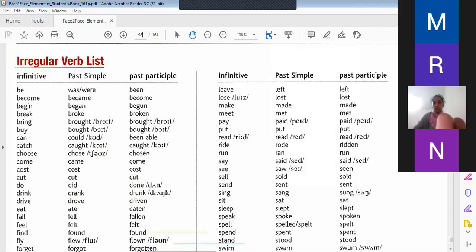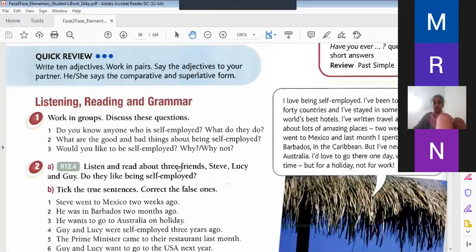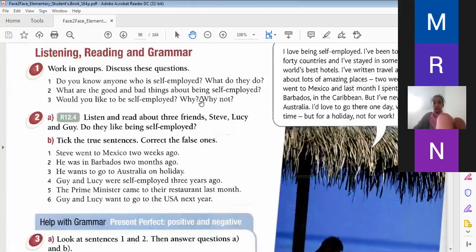Let's go back. So here let's talk a little bit about question number 1. We talked about it in the last session, about being self-employed. What does it mean to be self-employed? And we agreed that self-employed means you don't work for someone else. It means you have your own job. This is the meaning.